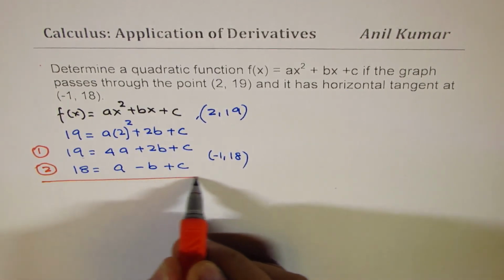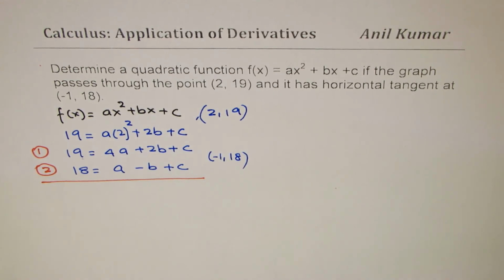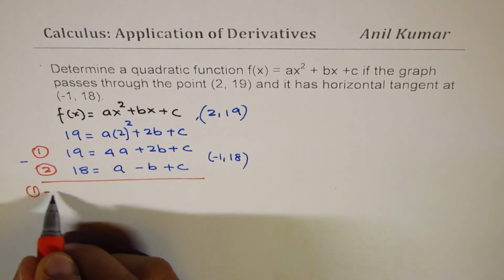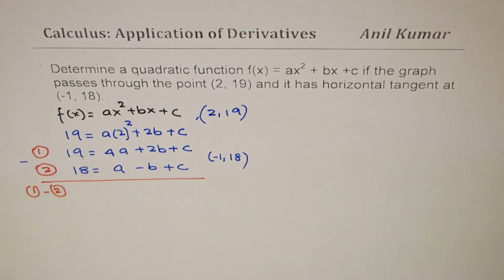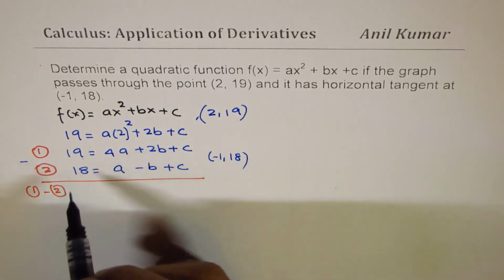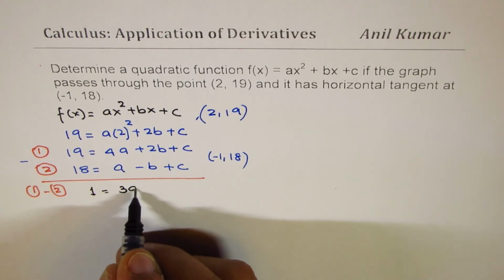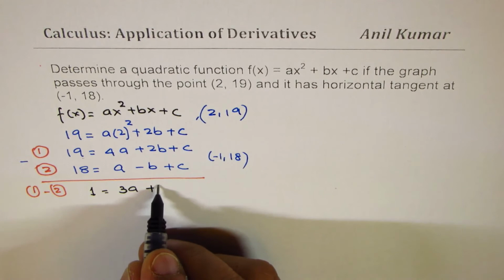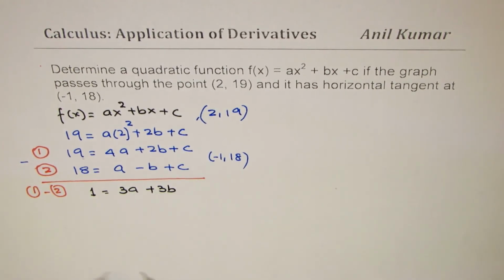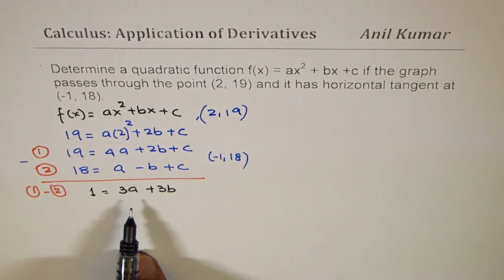Now if I do 1 minus 2, what do I get? I'm doing equation 1 minus equation 2, so I can eliminate c. So we get 1 equals 4 minus 1, 3a, plus 3b. So that is what I get.